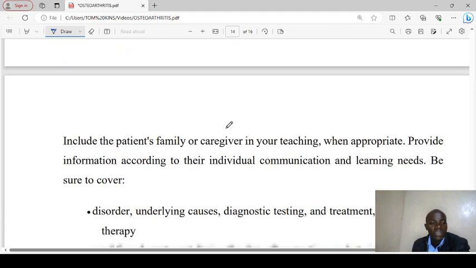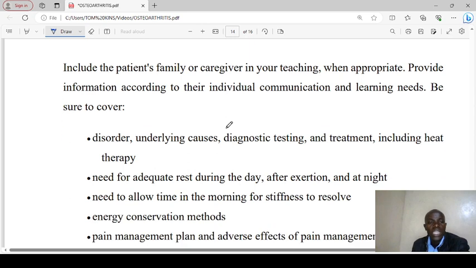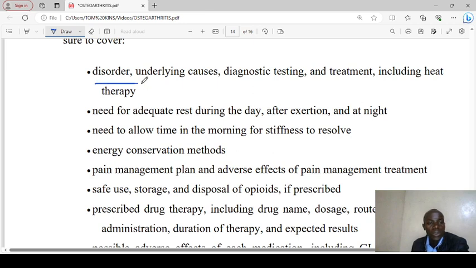On patient teaching in general, remember that you need to include the family or the caregiver in your teaching when appropriate. You provide information according to the individual's communication and learning needs, and you need to cover the disorder, underlying causes, diagnostic testing, and treatment, including heat therapy.